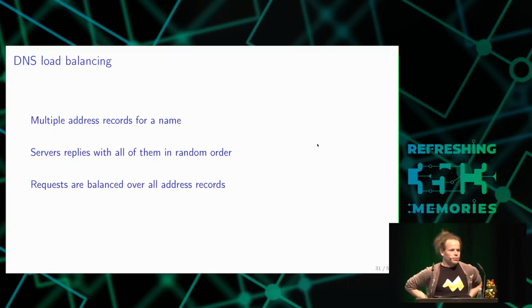You can use DNS to do load balancing. If you encode multiple address records for the same name, the server will reply with all of them in a random order to all of the requesters. And the requester will pick the first one, or again, one at random. So if you have two address records for the same domain name, the probability that roughly half of the clients will use one of the address records and the other half will use the other address is very high. So we can actually do some sort of load balancing via DNS. This is also called DNS round robin.